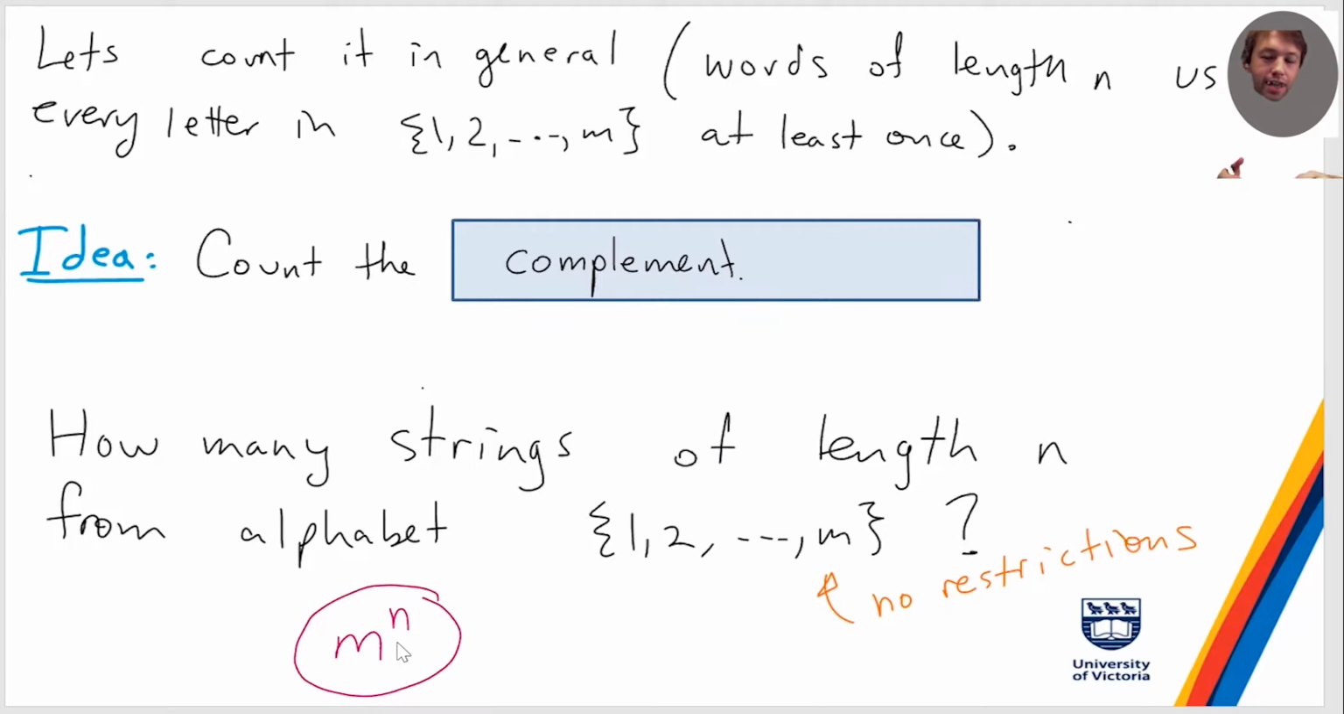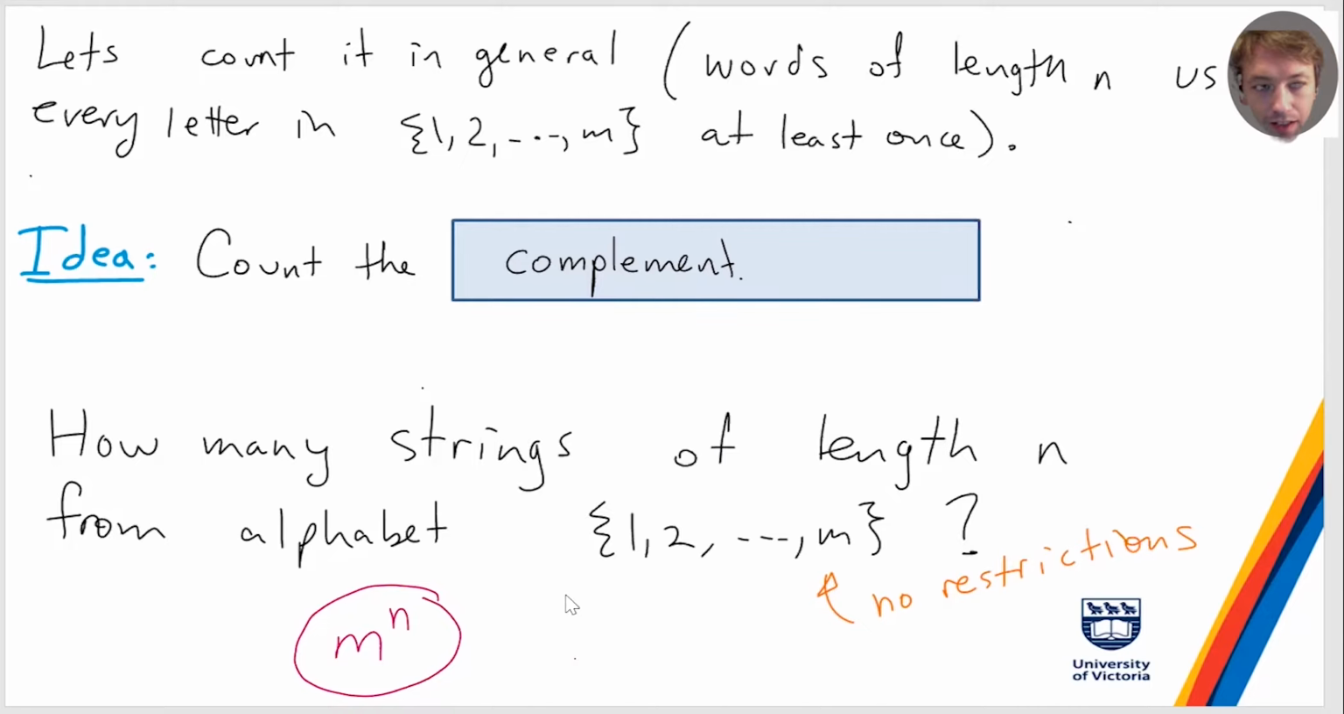The way to think of this is, again, the rule of product. There are n positions, and I have m choices for the first, m for the second, and m for the third, all the way up to the nth. So it's m times m times m, and so on. If you want to quickly determine which of these is correct, you could just think of the case when n is 1. If n is 1, a string of length 1 from alphabet 1 up to m is just going to be m choices.